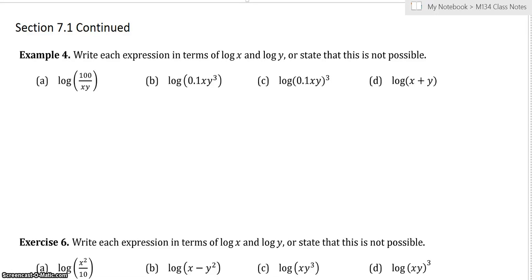Hello again. In this video, we're going to work on the last page of section 7.7. Let's start with example 4.